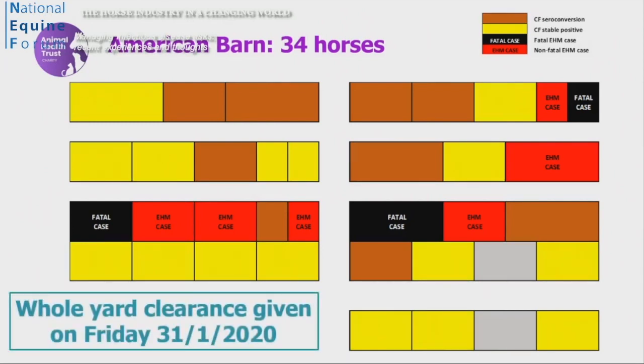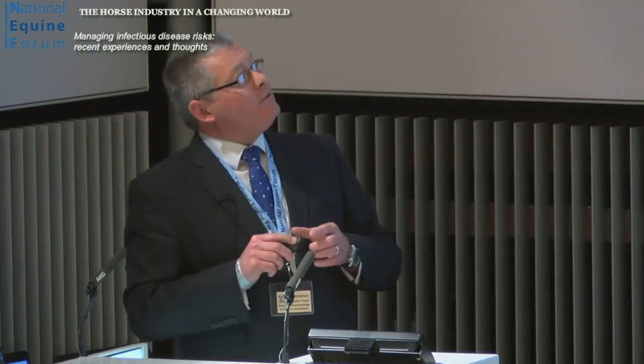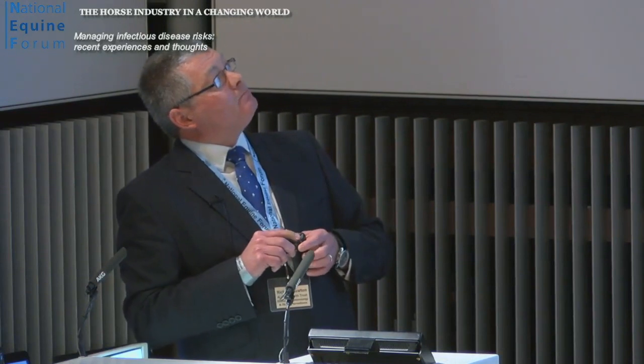But we were able to give the whole yard clearance by the end of January, some 3.5 weeks later. This virus had really burnt itself out in going through like this, and we had no evidence of ongoing problem in the other yards. So what positive came out of this?